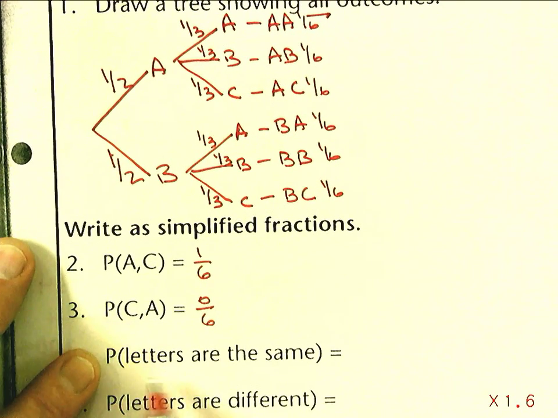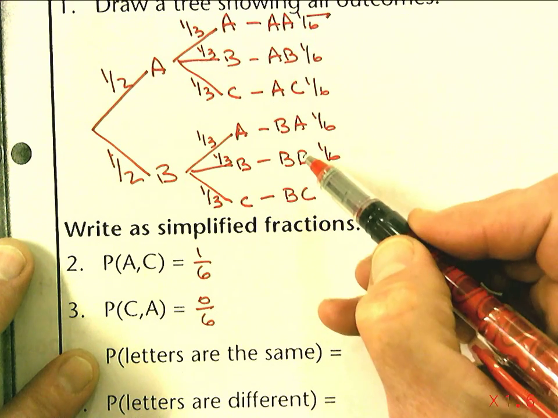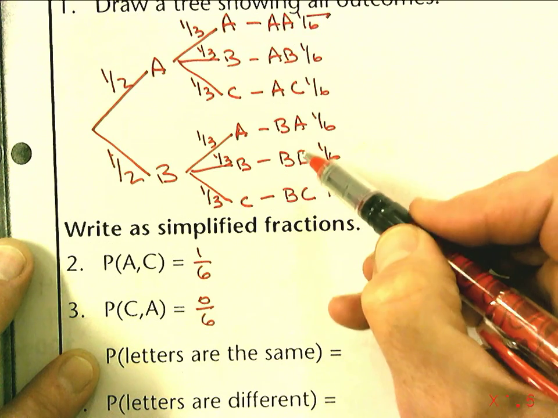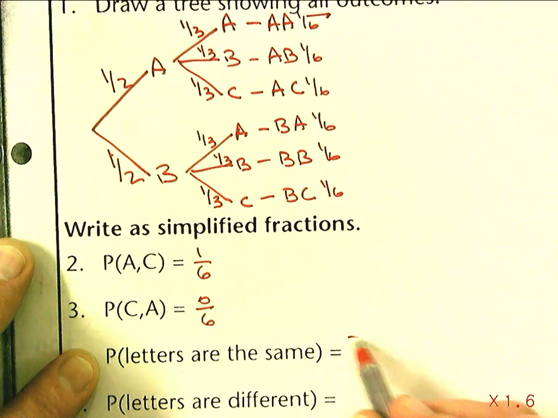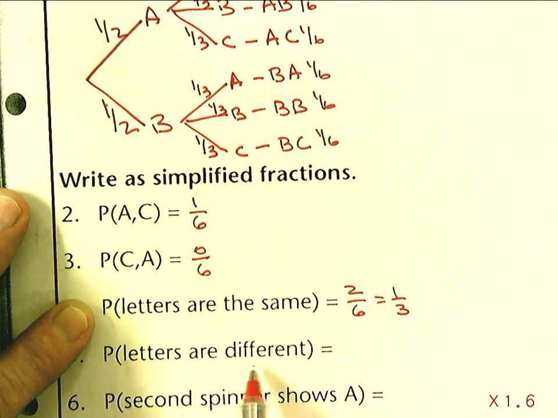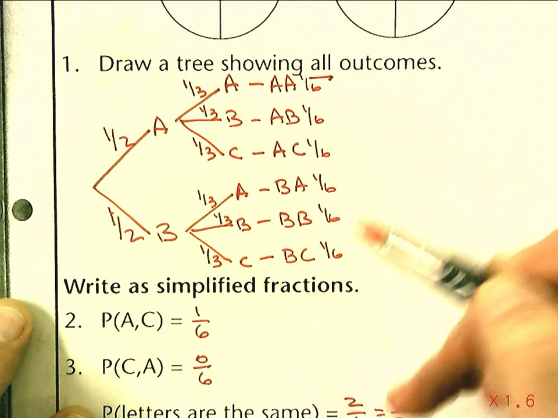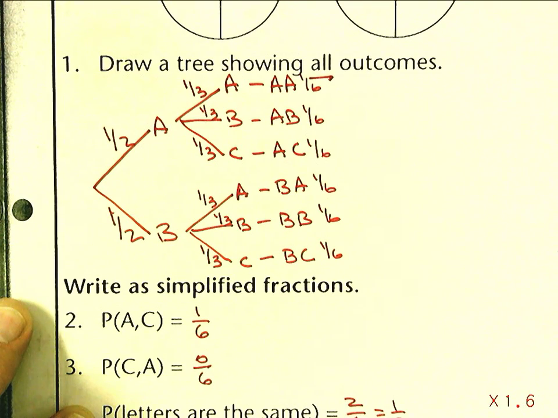So how about ways to get letters that are the same? So we have an A and an A, and a B and a B. So now there's 2 ways out of the 6, or 1/3 of them, where you can get that outcome. And so if you think about the next one, well, we just asked letters are the same. Well, how about letters are different? It has to be all of the rest. 1, 2, 3, 4 of the 6, or 2/3 have letters that are different.